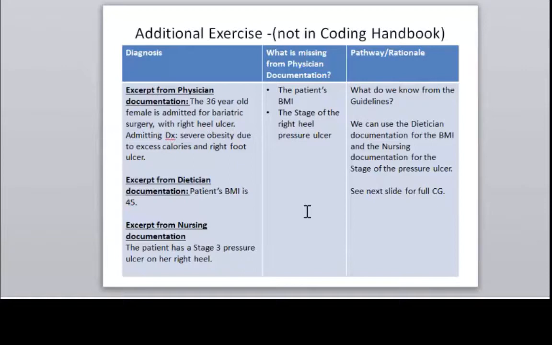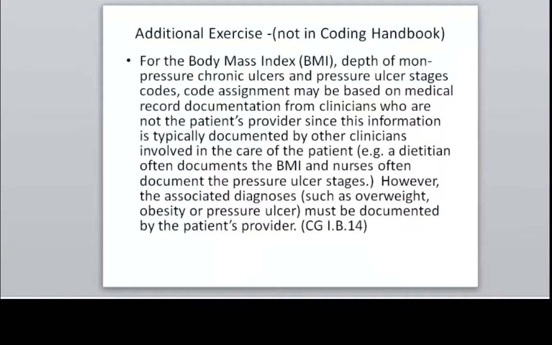It's also a more complete documented record when the patient's BMI, body mass index, has been documented, and the dietitian, as a normal part of his or her role, is going to document the patient's BMI on his or her report, and the nurses are going to document what stage a pressure ulcer is. So we know from the guidelines that we can use this documentation, dietitian's documentation for the BMI and the nursing documentation for the stage of the ulcer. And here's the full guideline that helps us know that.